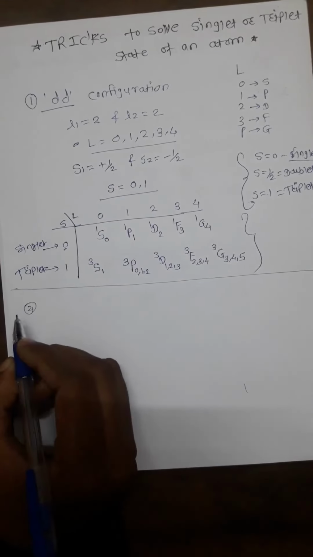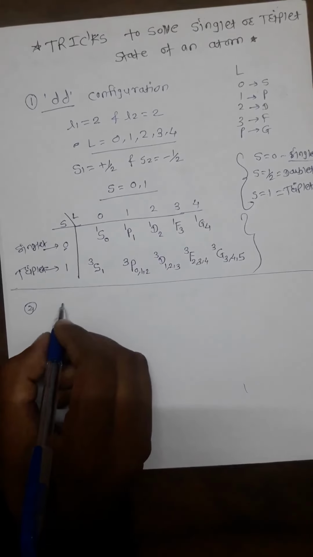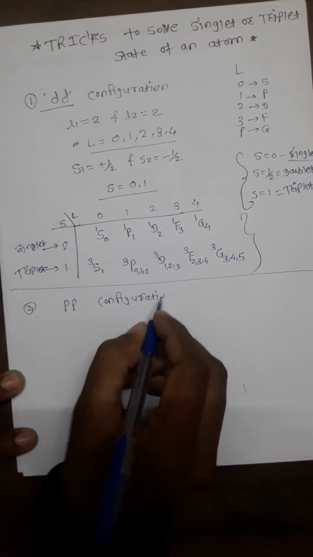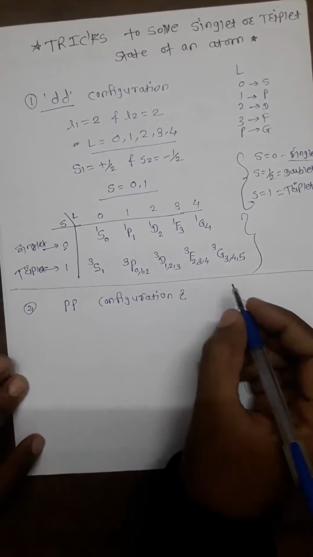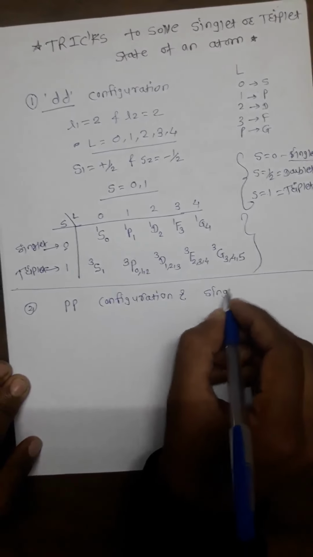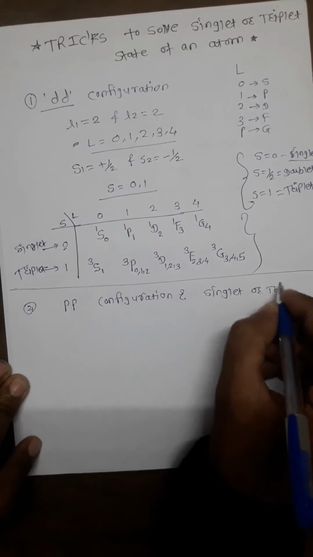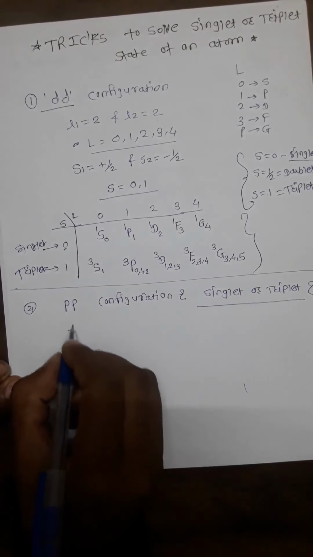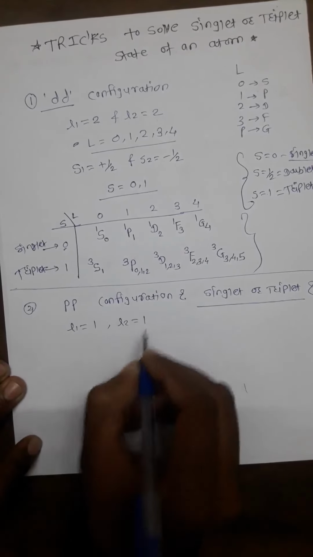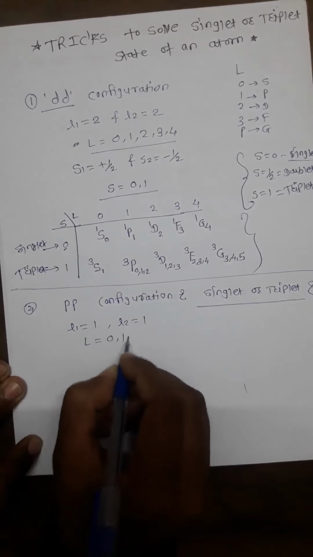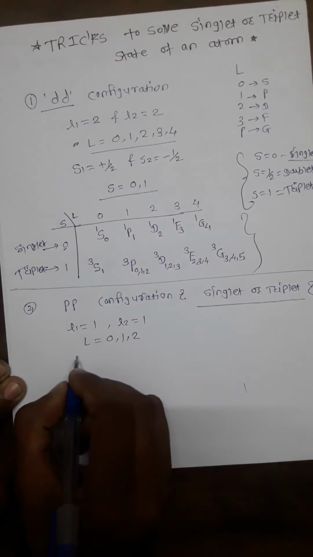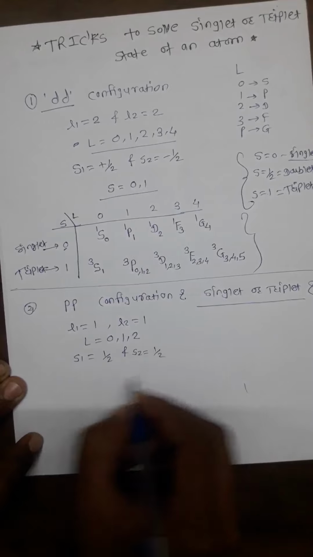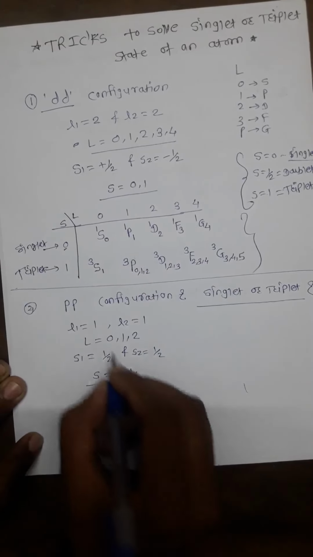The second example is that suppose you are given the pp configuration, and you have to find the singlet or triplet state. For the pp configuration, L1 is equal to 1 and L2 is equal to 1. Therefore the value of L is 0, 1 and 2. The value of S1 is equal to 1/2 and S2 is equal to 1/2. Therefore the value of S is equal to 0 and 1.